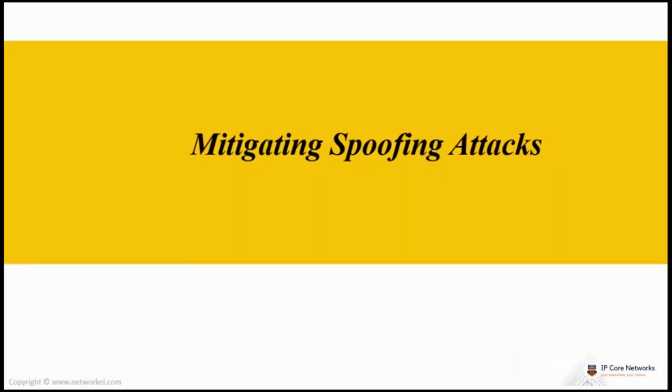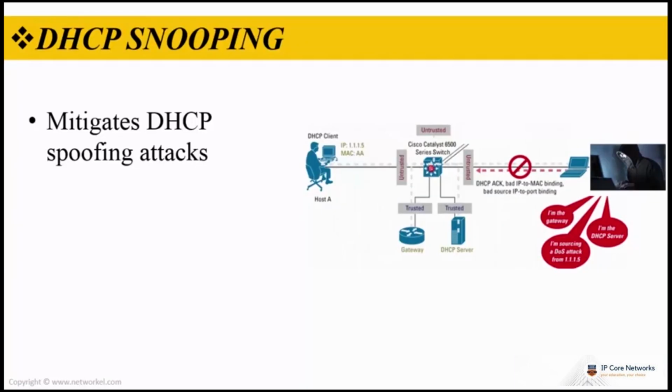In our next section, we're going to talk about mitigating the spoofing attacks. The first spoofing attack is DHCP spoofing, and we can use the DHCP snooping feature to mitigate the DHCP spoofing attacks.